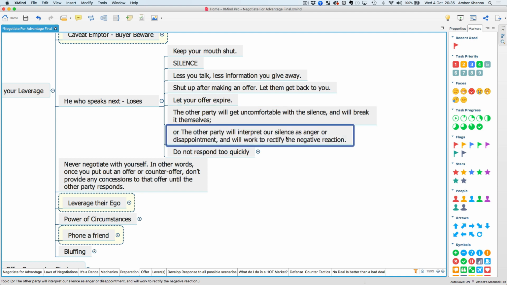So remember, he who speaks next loses. So keep your mouth shut, keep silence. The less you talk, the less information you give away. Shut up after making an offer. Let them get back to you. If you make your offer, you retreat, and you don't talk about it. Don't chase them up. Let your offer expire.